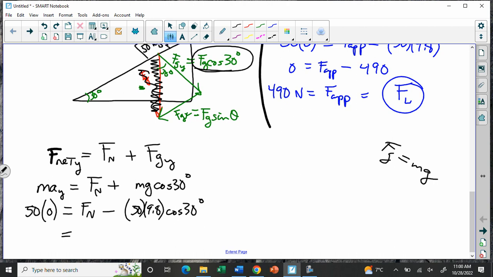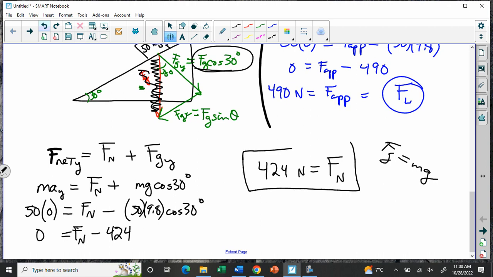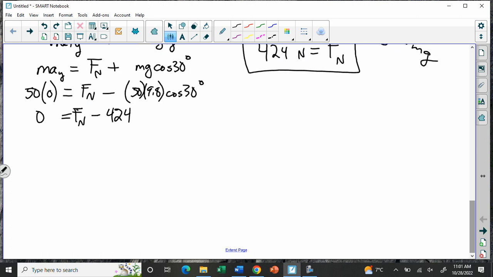And then I just have to go and sort of crunch out that whole number. So I do that by 50 times 9.8 multiplied by the cosine of 30, and I get about 424-ish if we round it off. So 0 equals Fn minus 424-ish. Move it to the other side. Now we know 424 newtons equals the normal force. That's the first part of getting this force up the ramp. Then we do the next part, which is the F net x.